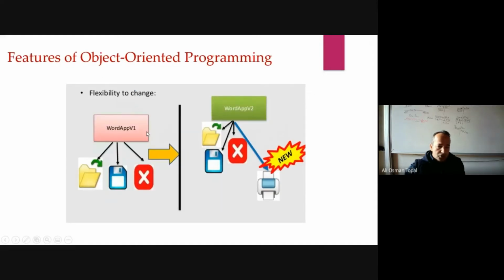Flexibility to change. So you have designed a Word app. You have open, save, and close. Later on, your boss asks you to add another module, print. So what are you going to do? It is very easy. If this is a class, if this is a blueprint, you just put another action there. So these are the methods. I am going to put another method, which is print. When I put this method, all the objects, all the instances immediately will have access to this print. I don't need to go to those objects one by one and write print methods for each of them.